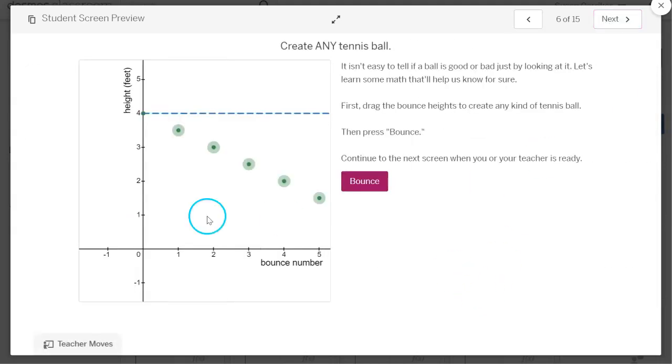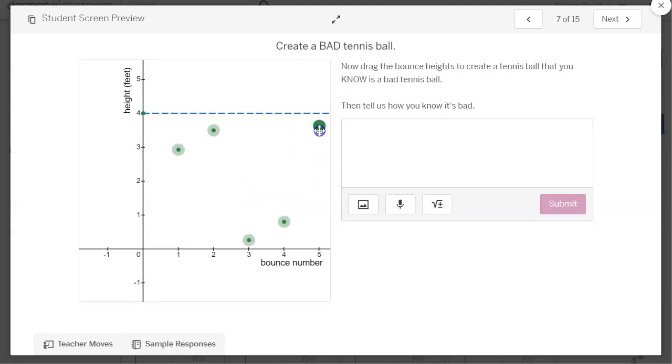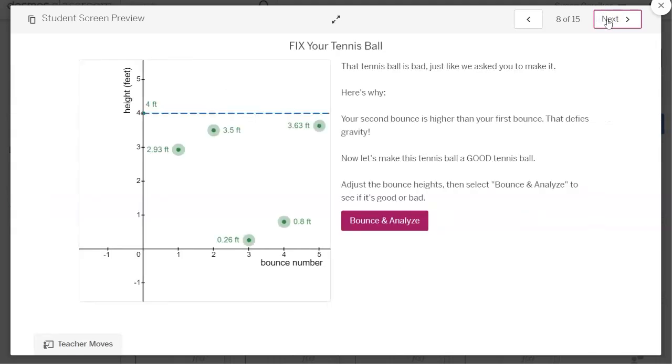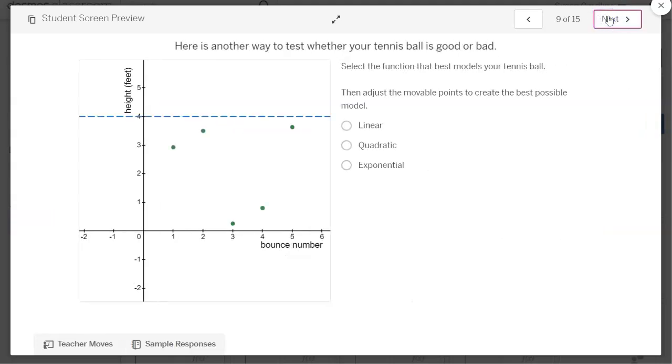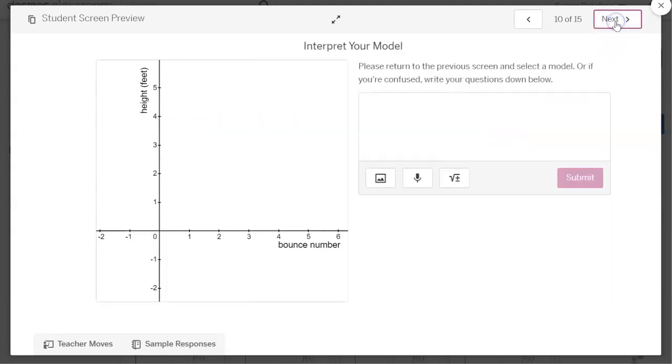All right, once they've done all 4, they're going to create any tennis ball they want, including things that make no sense, like this one. Yeah, this would be a very unpredictable tennis ball. And then tell how you know that it's bad, and then so forth. It's giving you these numbers on this slide, and they're going to tell you some information about tennis balls. And you're also going to use different models to model your tennis ball.